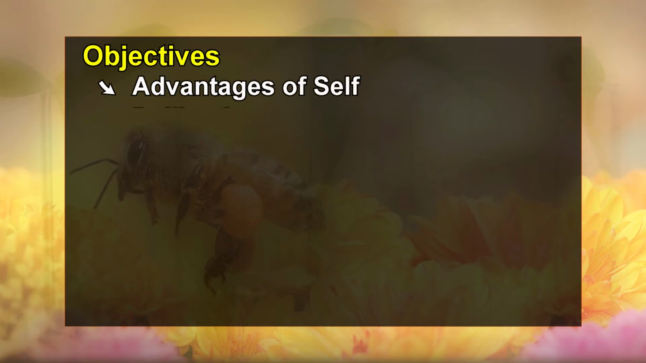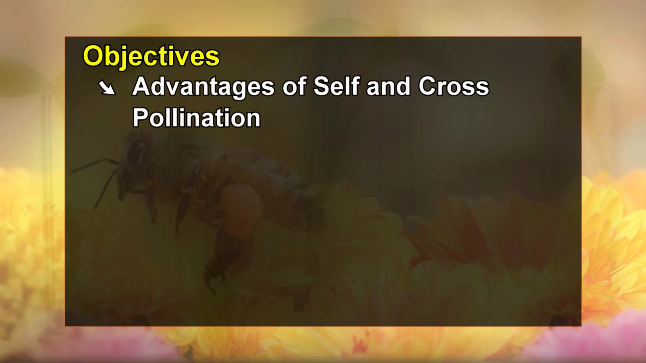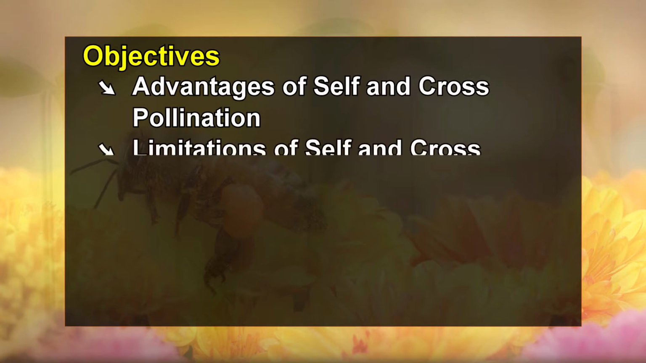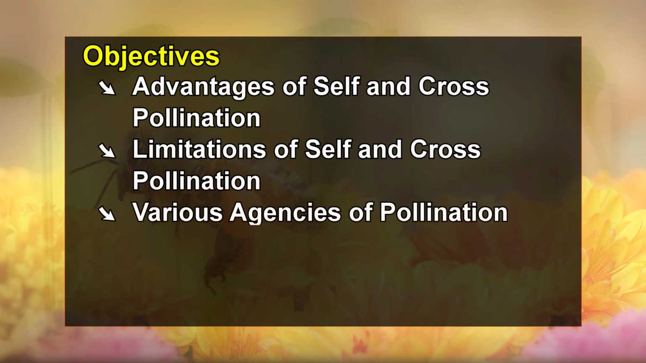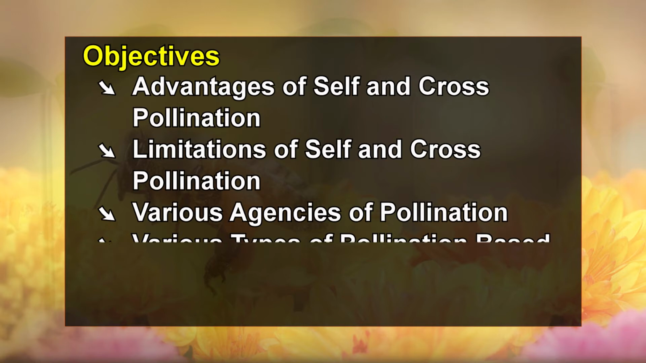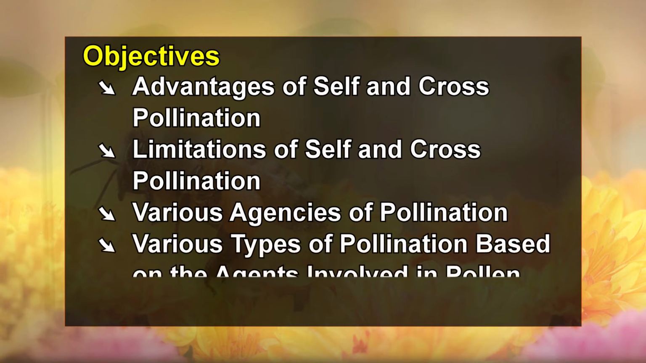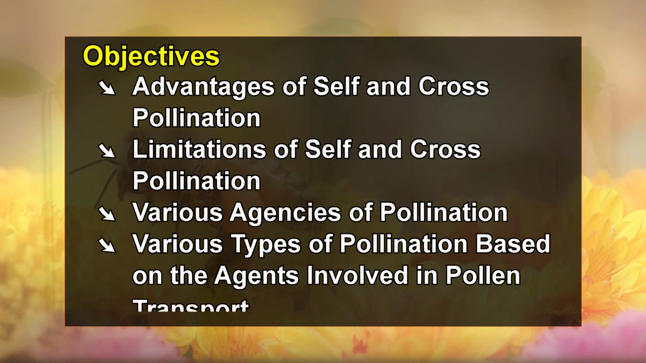Number 5, what are the advantages of self and cross-pollination? Number 6, what are the limitations of self and cross-pollination? Number 7, what are the various agencies of pollination? Number 8, what are the various types of pollination based on the agents involved in pollen transport?